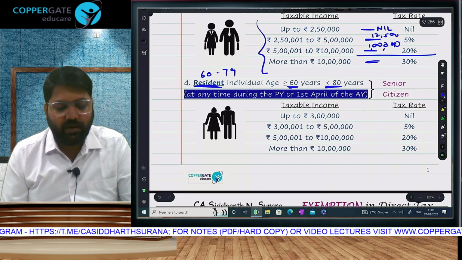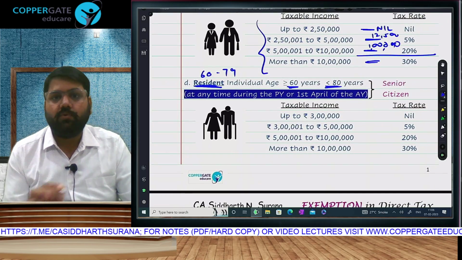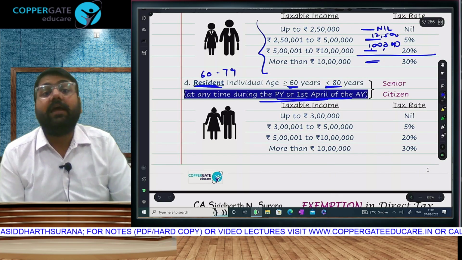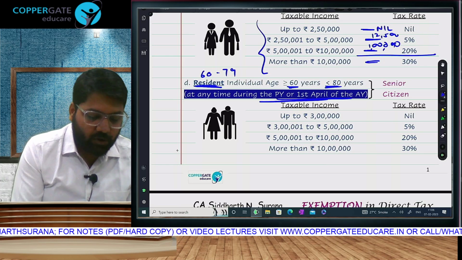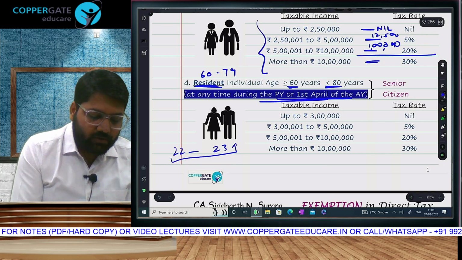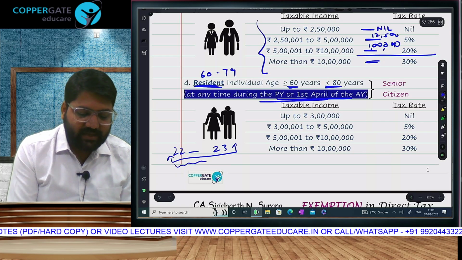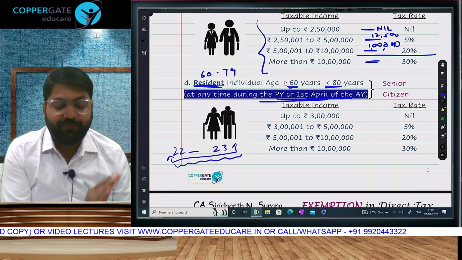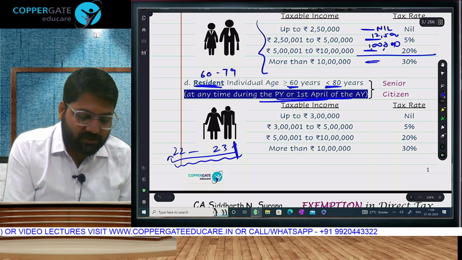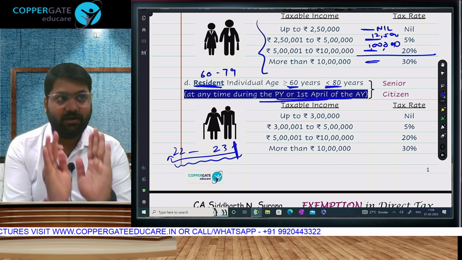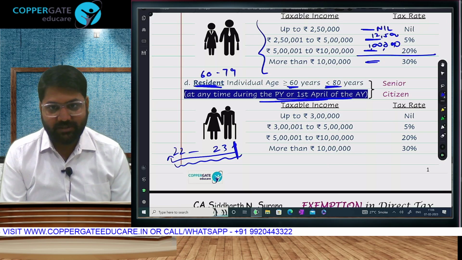This is only if you are a resident 60 to 79, and this 60 years you can touch at any time during the year. Means if your previous year 2022-23, 1st April 22 to 31st March 23, during this entire year at any point of time, if you have become 60 years, the full year you were 59, but on 31st March you become 60 years, so you will be treated as senior citizen for this year, provided you are a resident, of course.